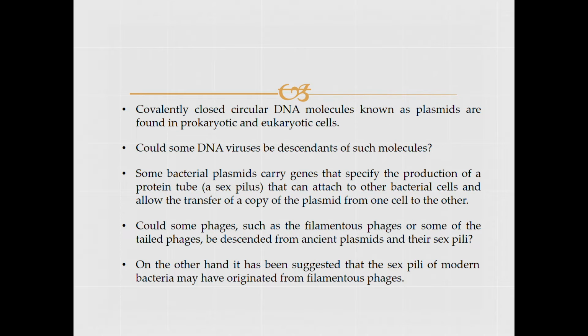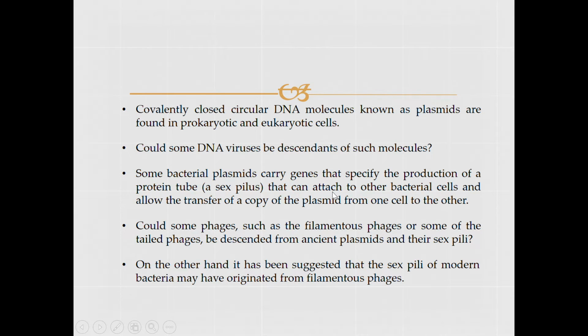The covalently closed circular DNA molecule is known as the plasmid. You know what a plasmid is? A plasmid basically is a small circular DNA molecule which is found in bacteria and other microorganisms, in both prokaryotes and eukaryotes. The question is, could some DNA viruses be descendants of such molecules? The answer is yes. Why not?